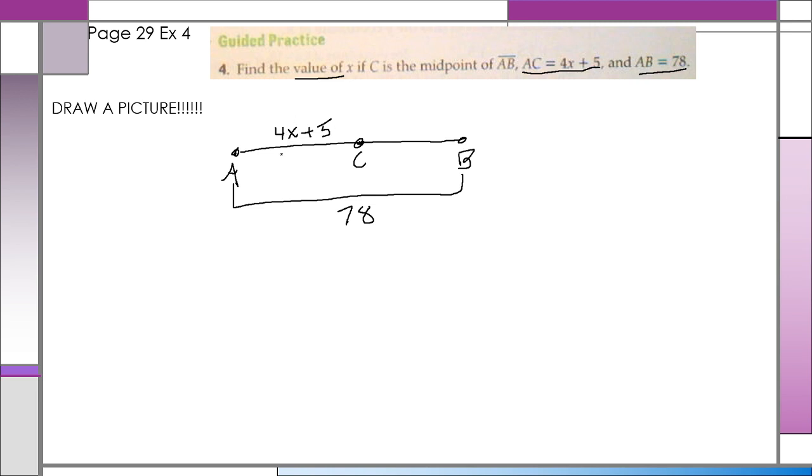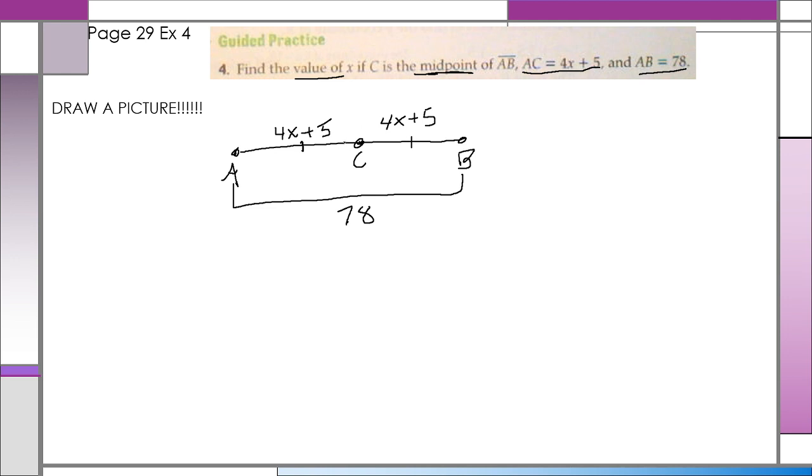Well, this becomes a little bit of an issue because I don't have anything over here. Or do I? Because remember, if C is the midpoint, if C is the middle, that means this segment has to be equal to this segment. So if this segment is 4x plus 5, that means this one also is 4x plus 5. And now I have an equation that I can set up.